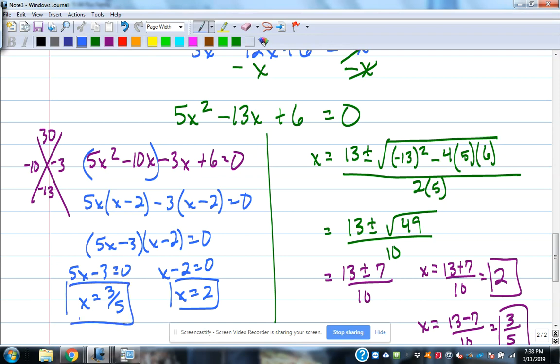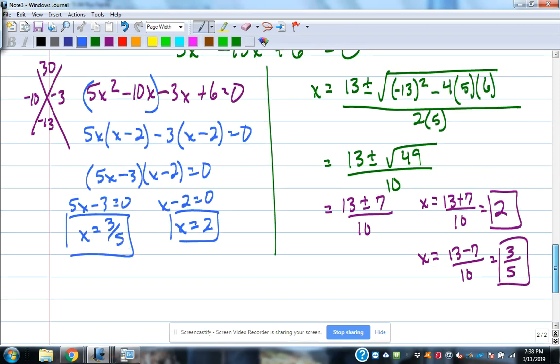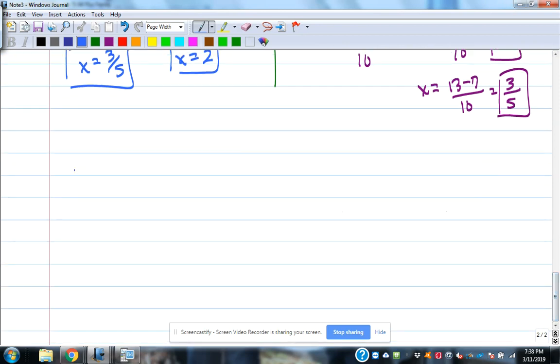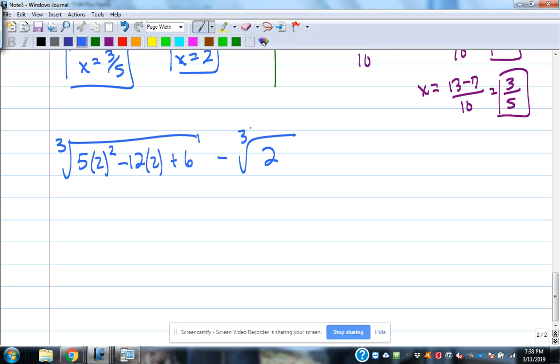Got two answers, and I need to check them to see if I'm going to keep both of them, throw out one of them, throw out both of them. Those are my options for this. So I'm going to check 2, and then I'm going to check 3/5. 2 is easier to check in the original problem. So I'm going cube root of 5 times 2 squared minus 12 times 2 plus 6, minus the cube root of 2. We're going to see if that equals 0.